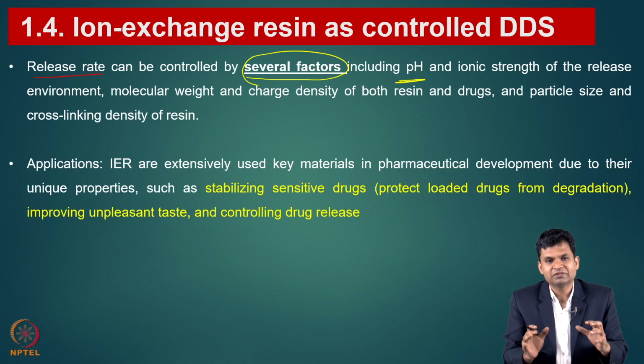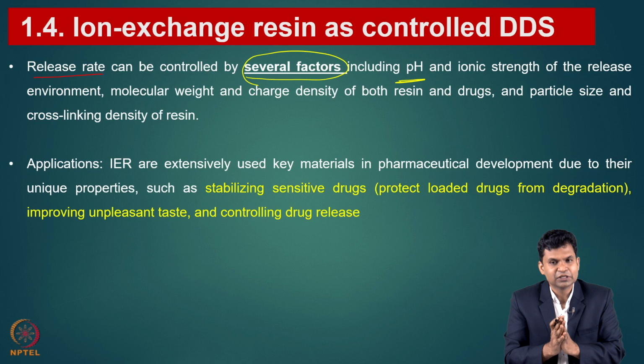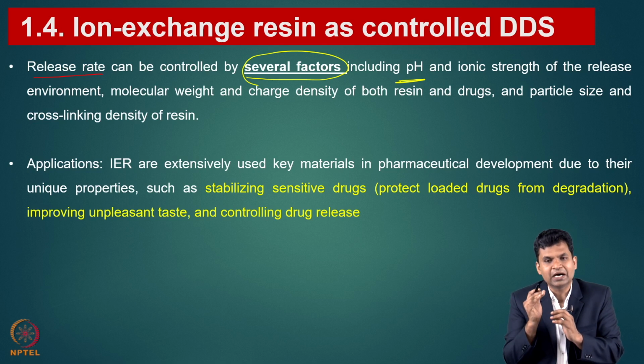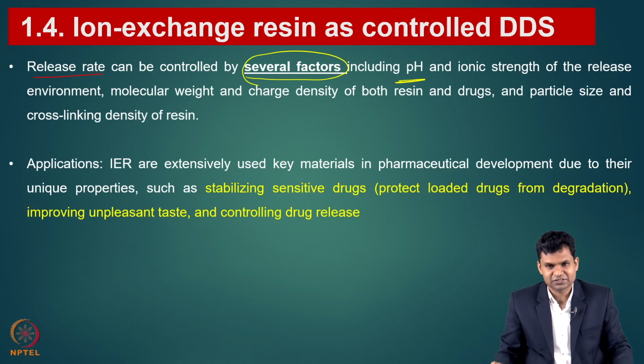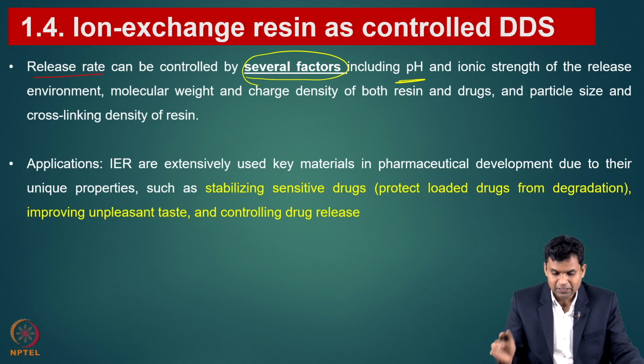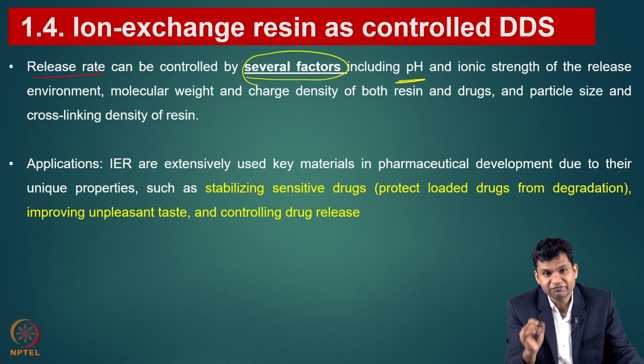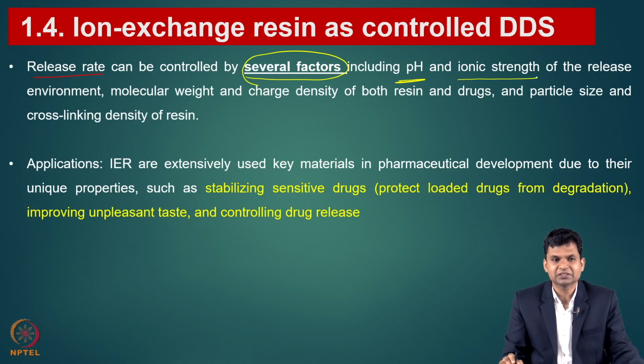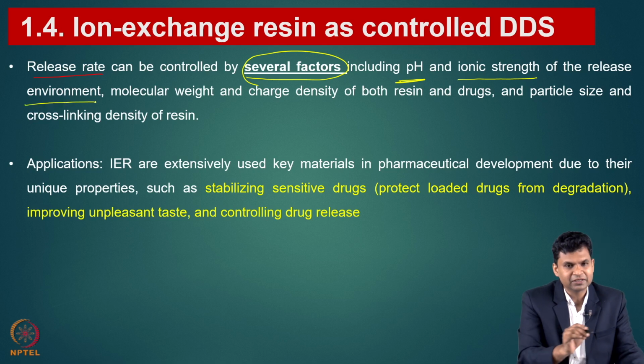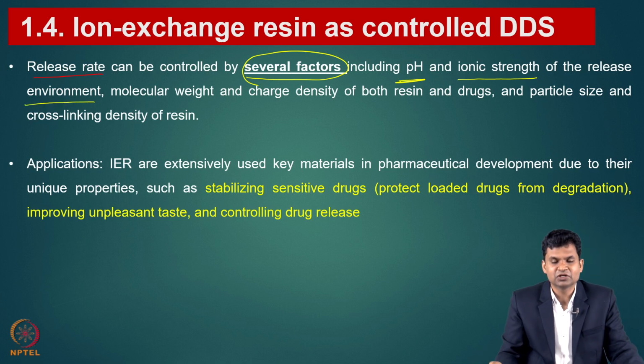When you take the cationic exchange resins as well as anionic exchange resins, based on that we need to identify the optimum pH, and based on that we can target a particular pH range of the GIT tract. And not only that, the efficacy or efficiency of your resin will also depend on the ionic strength of your release environment, that is also known as physiological medium.